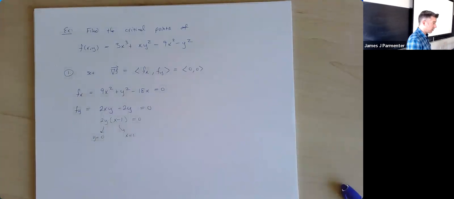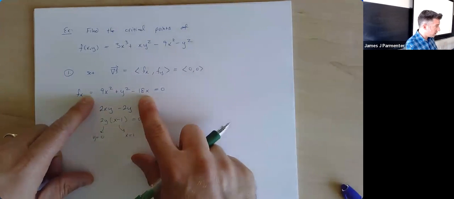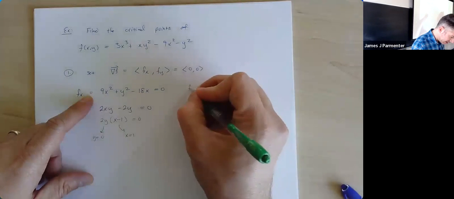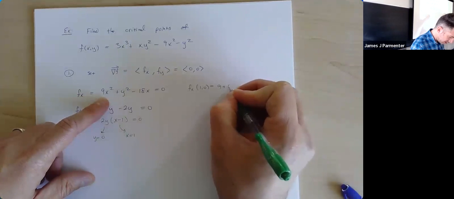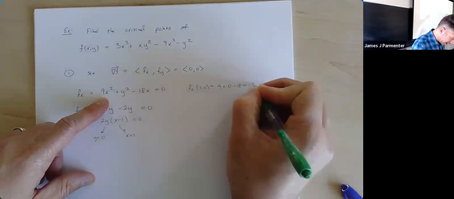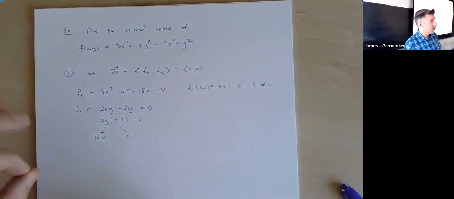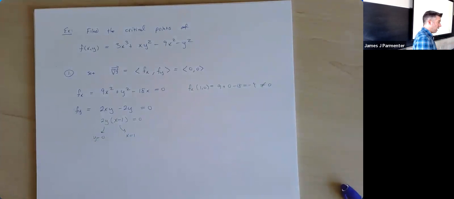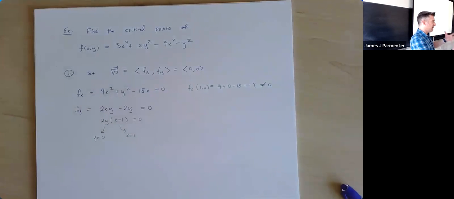In fact, it is not a critical point, because if you plug in 1 for x and 0 for y in the other equation, fx evaluated at (1, 0) is 9 plus 0 minus 18, which is negative 9, not 0. So we need both equations to be equal to 0 at the same point. I just want to point this out because it's a common mistake to think an x and a y should go together, but they don't necessarily.